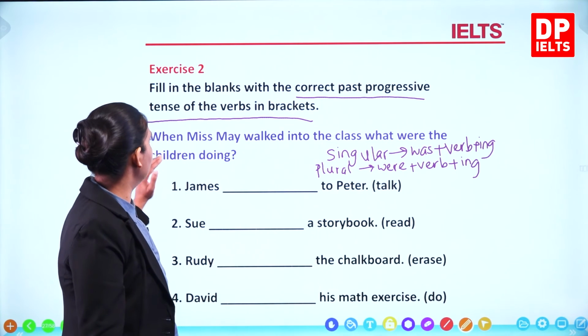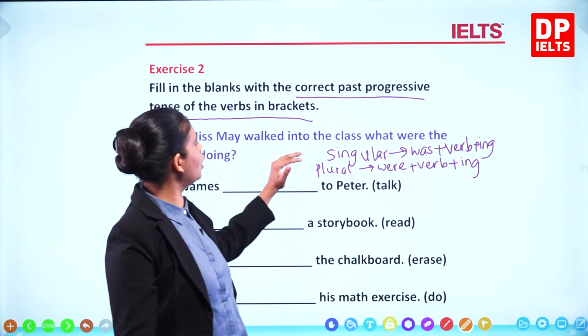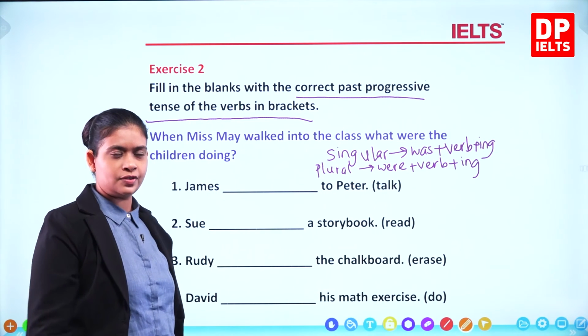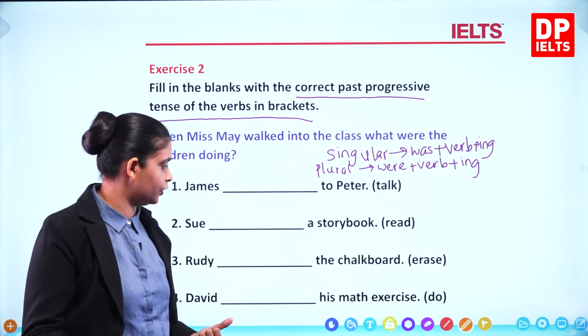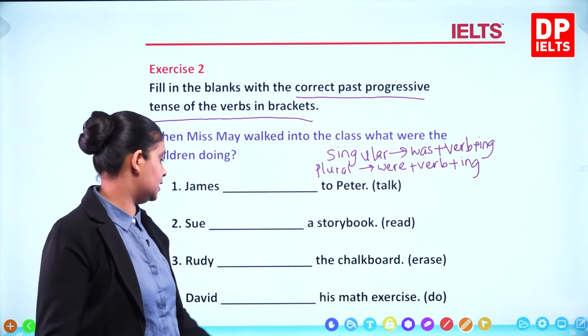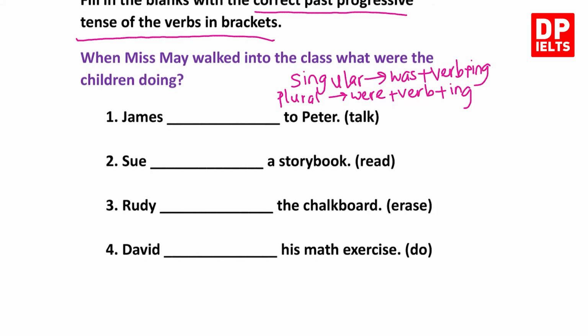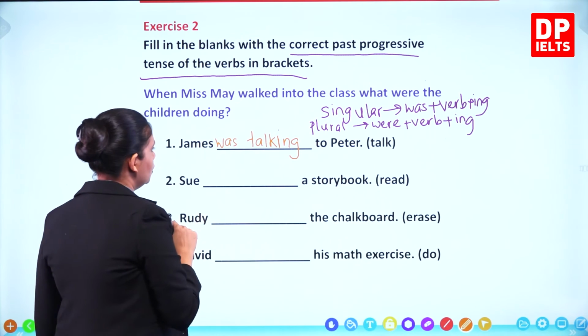The question is: when Miss Mary walked into the class, what were the children doing? Based on that scenario, you have to answer these questions. So, let us have a look at the questions. James was talking. Why do we say was? Because James is singular. Right?